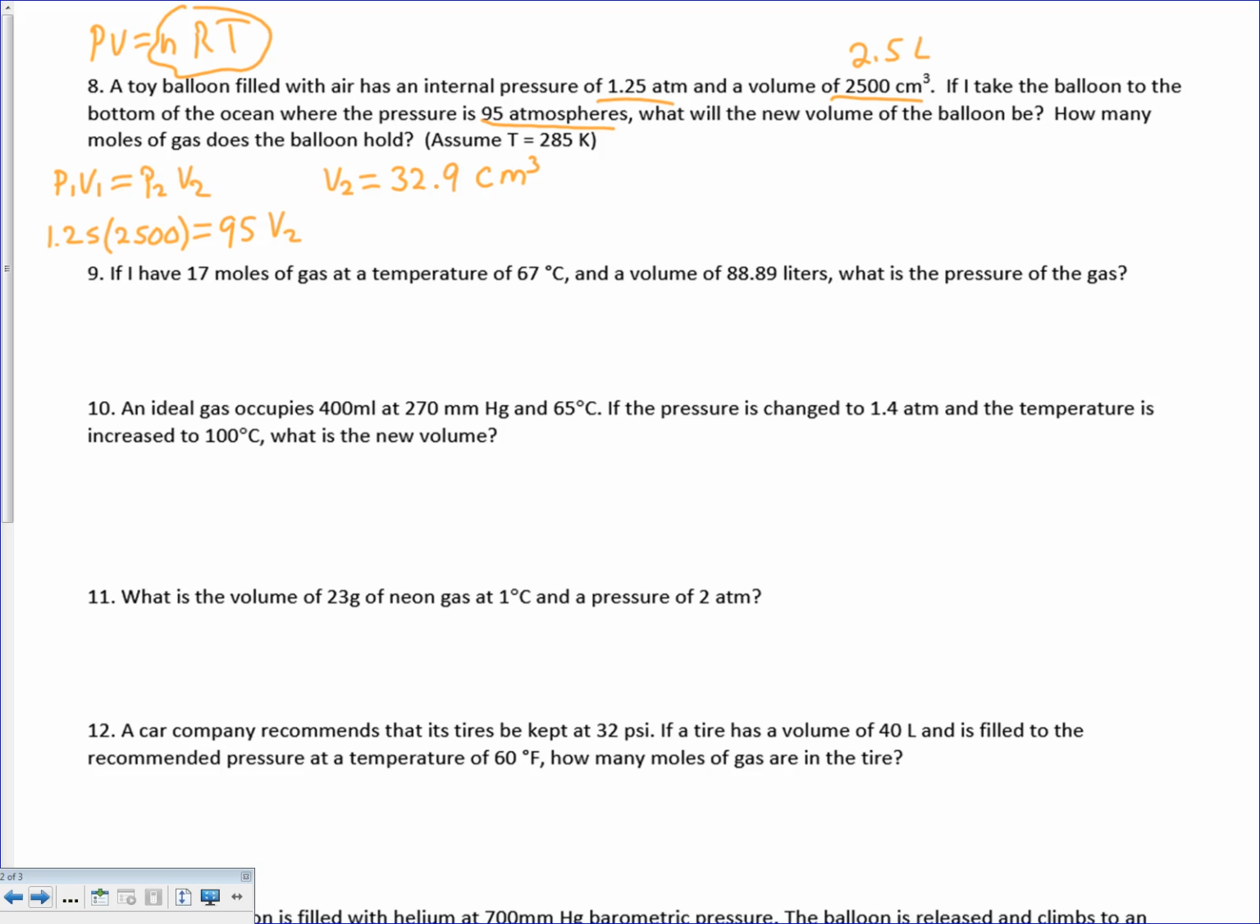So going through here, then PV equals nRT. So pressure at the top there, 1.25, times the volume, 2.5 liters, equals the number of moles. That's what we're trying to find. R is 0.0821. And then the temperature is 285 Kelvin. Okay, we solve for n. We get n equals 0.134 moles.